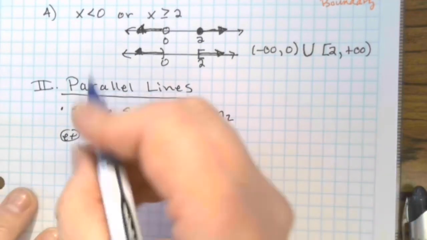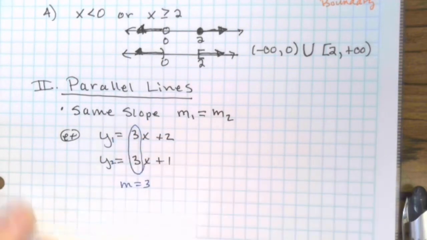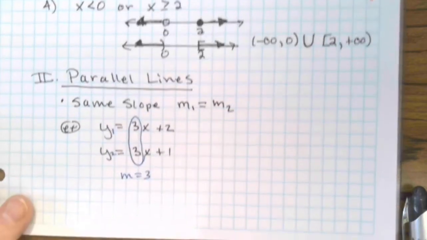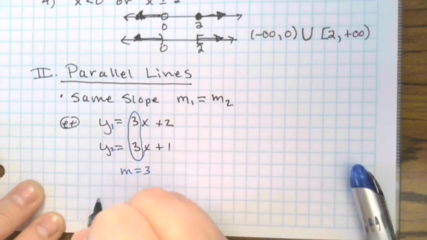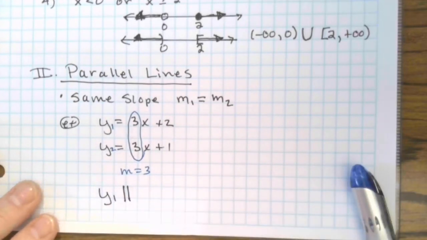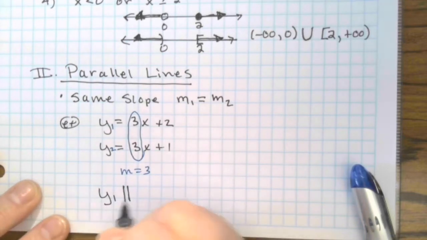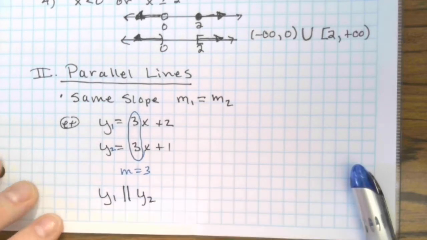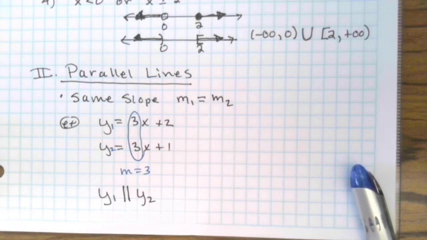Now, if we called this one y sub 1 and this one y sub 2, to write that they are parallel, we would say y sub 1, and then parallel looks like two oversized L's put together. Y sub 1 is parallel to y sub 2. That says they are parallel.